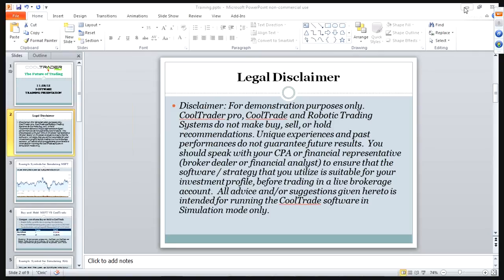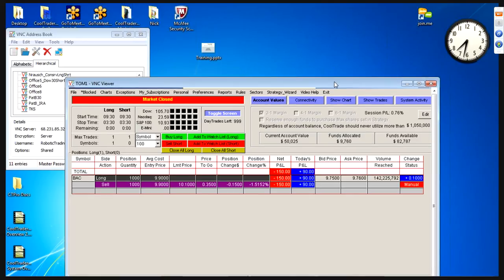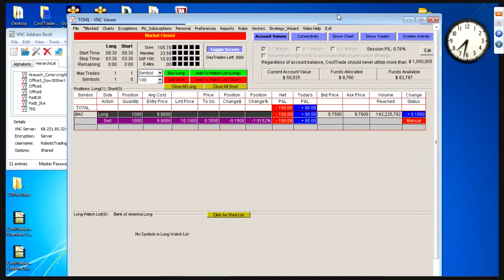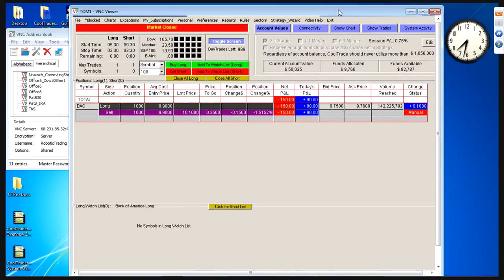What I'd like to do first is start this off, and we're going to keep this real basic tonight. We'll call this CoolTrade 101, and we're just going to start by walking you through the trader. We're going to walk through a couple different ones tonight and walk you through the features and the strategy wizard, which is the back end of the system. So I'm going to go ahead and get started here.